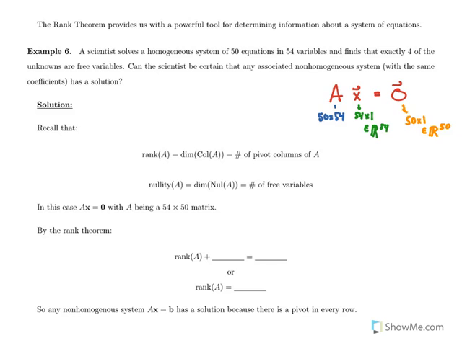Can the scientist be certain that any associated non-homogeneous system, that is, looking at AX equals B for any B in R50, will have a solution? So we may know something about the solution of AX equals 0. Can we be certain about the solution of AX equals B?